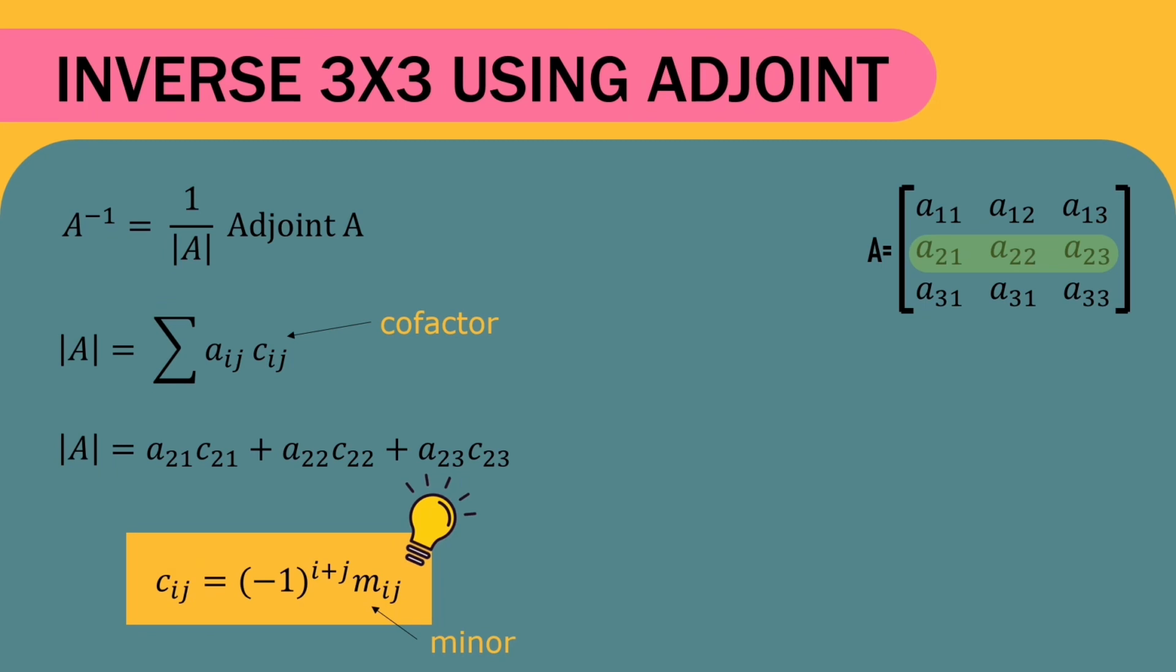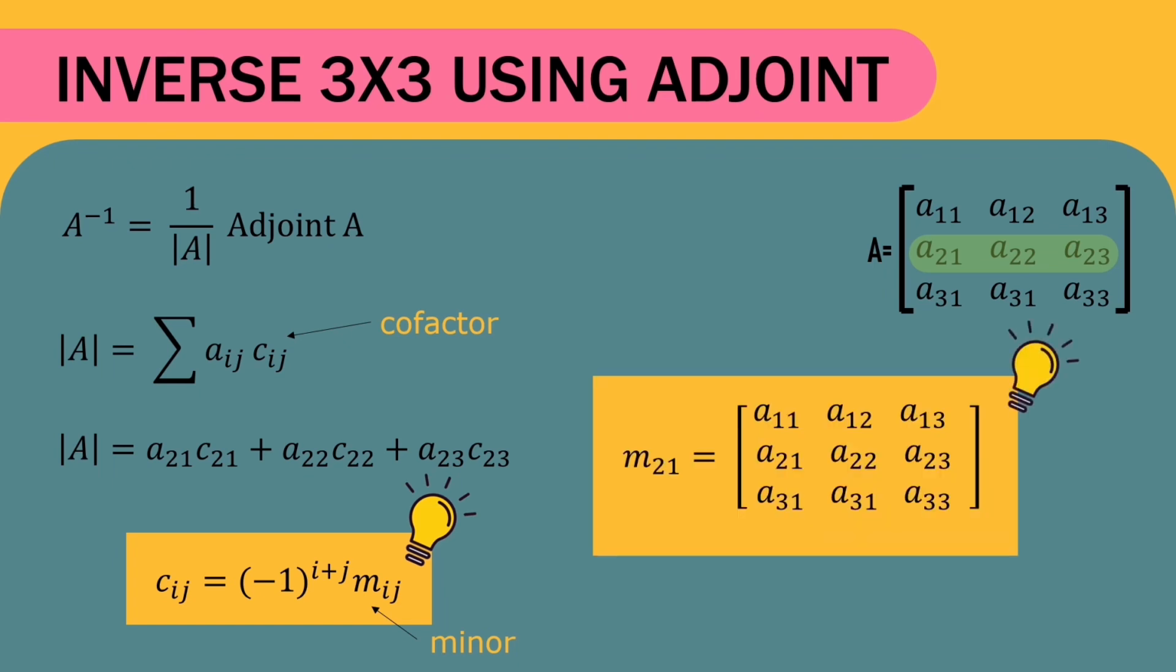How do we find the cofactor? Here is the formula to find the cofactor. Cofactor is equal to -1 to the power of column plus row times the minor. It's quite complicated, right? But don't worry. This will be so interesting once you have understood the concept. M in this formula refers to the minor.